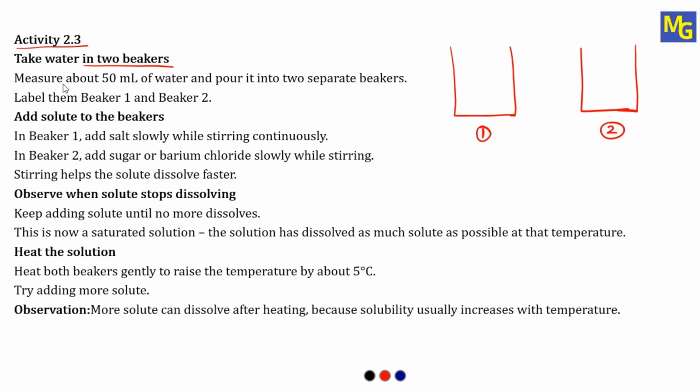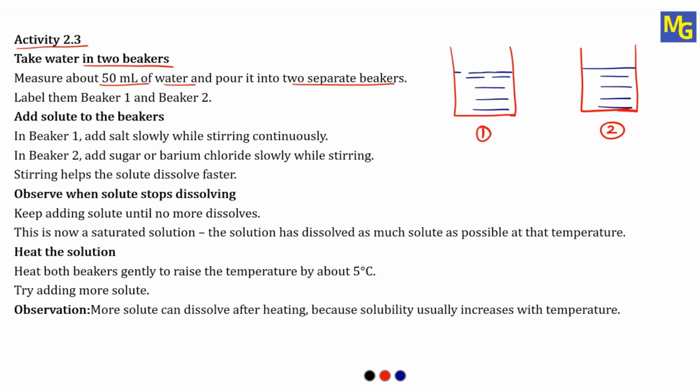Here measure about 50 ml of water and pour it into two separate beakers. So I'll take 50 ml of water in beaker 1 and exactly 50 ml of water in beaker 2. Label them beaker 1 and beaker 2. Already I have labeled them 1 and 2.